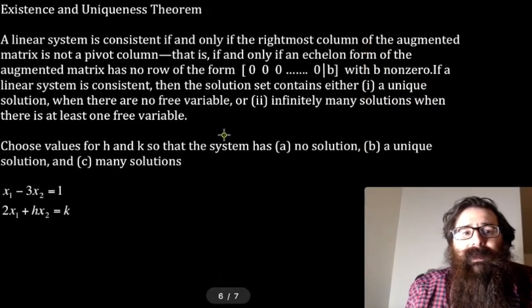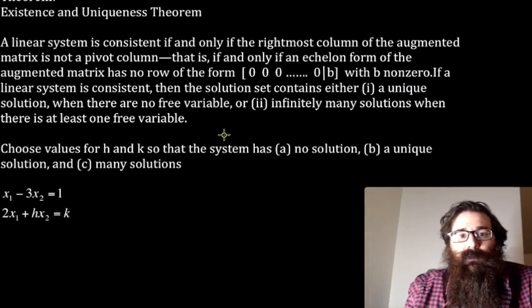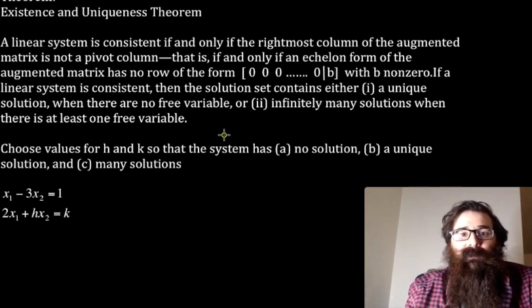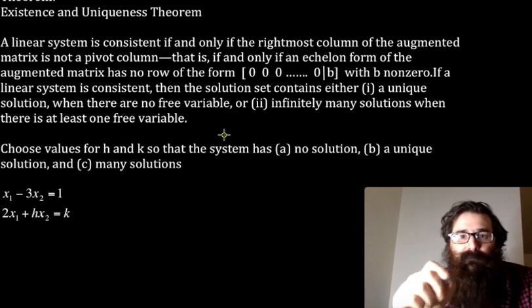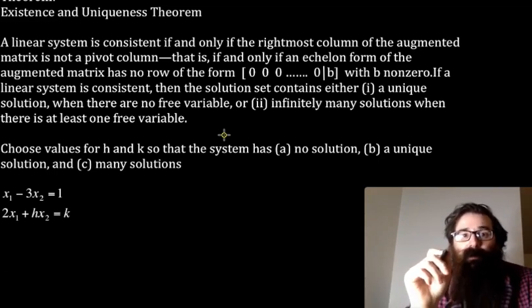Let's take a look at one last sort of problem. We'll talk a bit about sort of existence and uniqueness. We say a linear system is consistent if and only if the rightmost column of the augmented matrix is not a pivot column. That is, if and only if an echelon form of the augmented matrix has no row of the form 0, 0, 0, and so on and so forth, all zeros, and then augmented with b, where b is not 0. So this would be a problem.